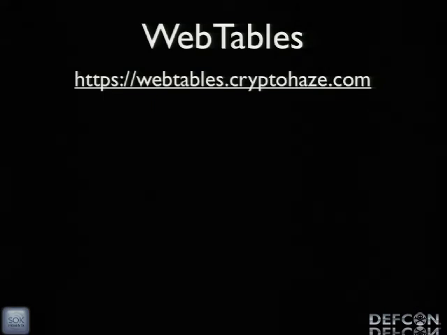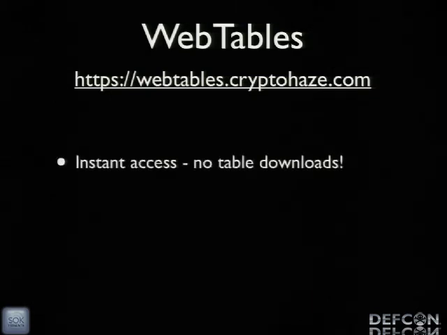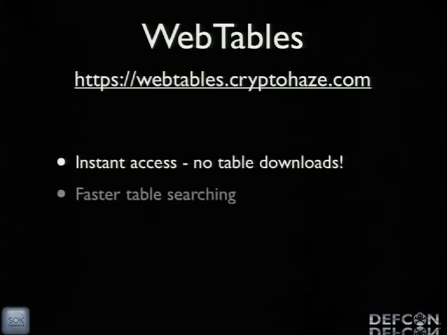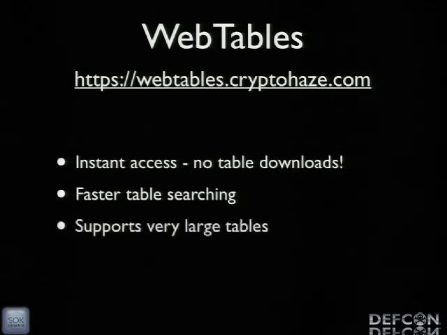So in summary, web tables give us instant access to the rainbow tables with no need to download them. The table searching can actually be much faster than you're capable of doing it locally because of the solid-state drives that make sense for serving lots of users. And we can support very large tables. We can do those 60 terabyte tables for length 9. You can have full access to them without having to have 60 terabytes of storage. So you can't quite have your cake and eat it too, but you can use your rainbow tables and not have to download them.